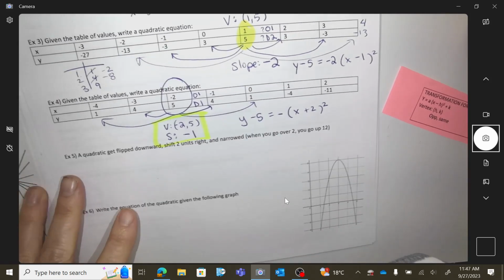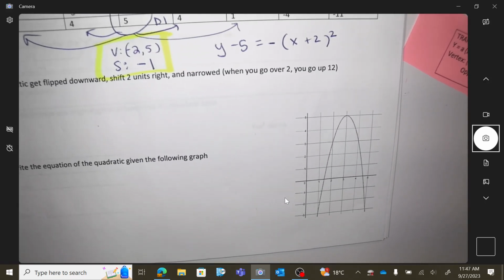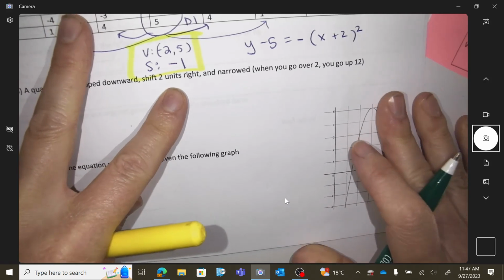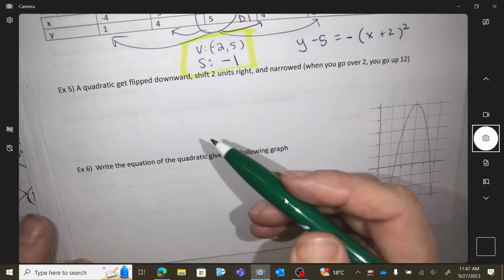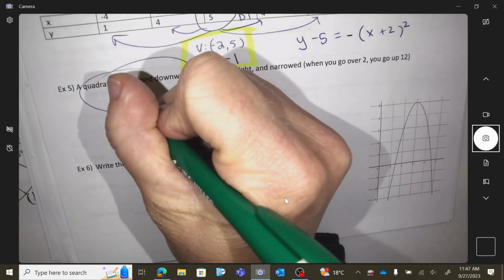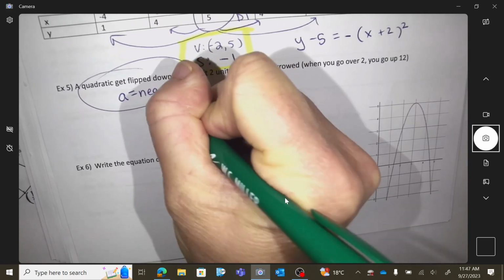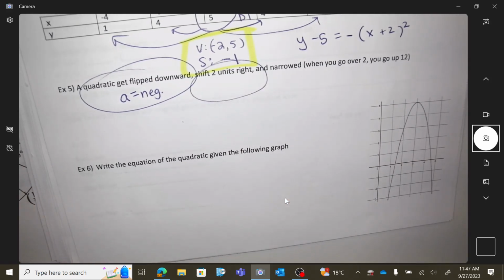Okay, the next question. That was good? There's your answer. Next question gave me transformations, and now I got to put that into equation. So first is, my quadratic got flipped. What do you know? A has to have a negative number. Then there was a shift that went 2 units to the right.